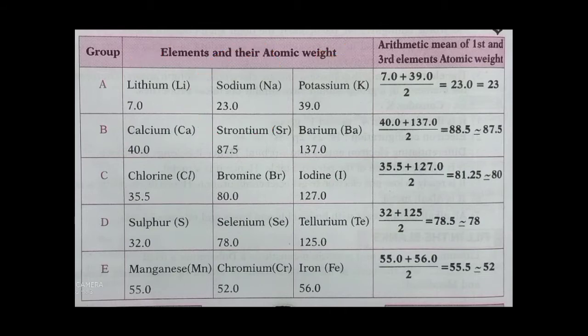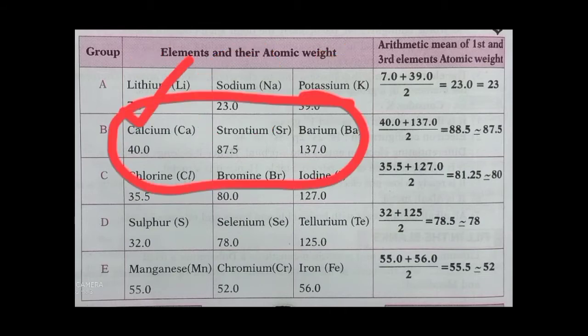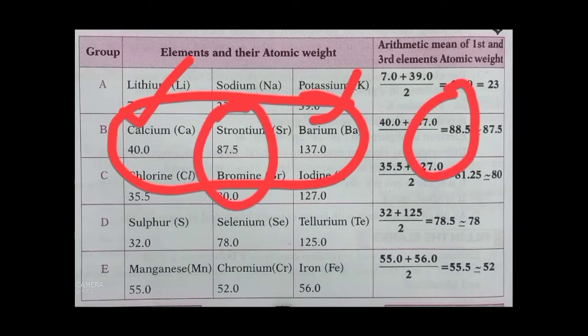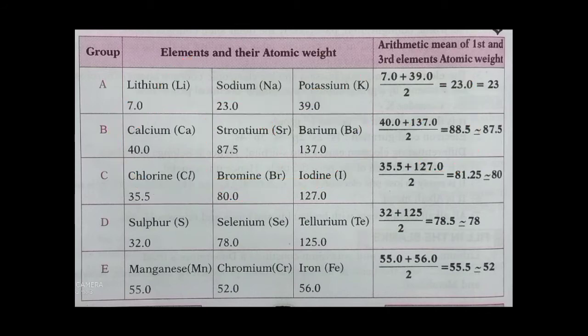But if you see clearly here, the arithmetic mean of calcium and barium is not 87.5. Here we got 88.5. So here the rule has failed for the second group. Let us apply the same rule for the remaining groups also.